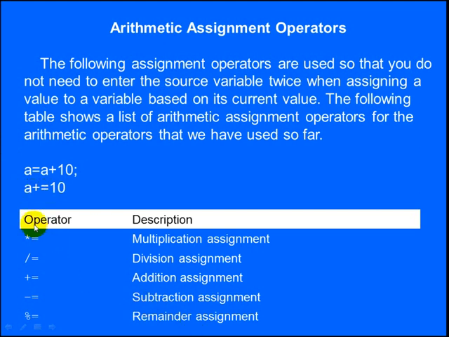So we have a table here. For multiplication we can use multiplication assignment. Instead of plus equals, we write star equals, asterisk equals, multiplication equals. For division we have division equals, plus equals for addition assignment, minus equals for subtraction assignment, and modulus equals for remainder assignment.